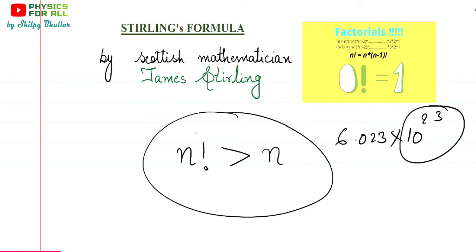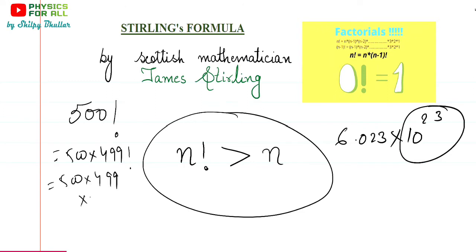And if we have a really large number, suppose we have 500 atoms in a particular volume, and we have to find the factorial, and we start doing 500 into 499 factorial, and then 500 into 499 into 498 factorial, and so on. If you do that, the calculation would be really complex, and it would consume a lot of time.